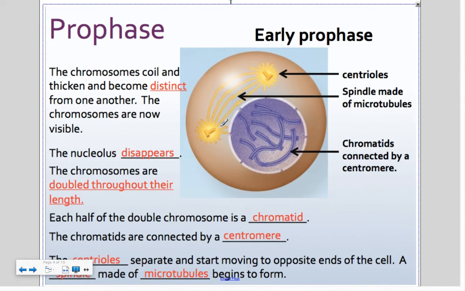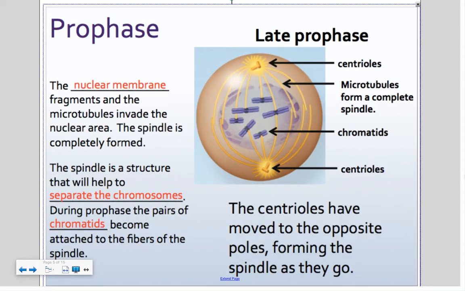Toward the end of prophase, or what we call late prophase, we see that the nuclear membrane is completely dissolved. The cell wants to connect the centrioles to the centromeres of the chromosomes.